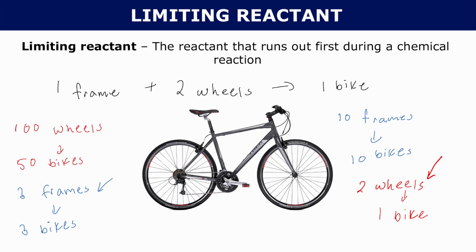So in this situation here, the frames is the limiting reactant, but in the other situation, we saw that wheels was the limiting reactant. While in this analogy, we use something like frames and wheels making a bike, this works the exact same way for chemical reactions. Let's talk about ways to find the limiting reactant in a chemical equation. There's going to be 2 methods.